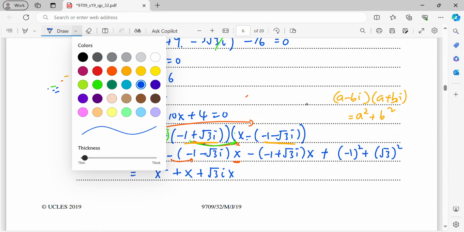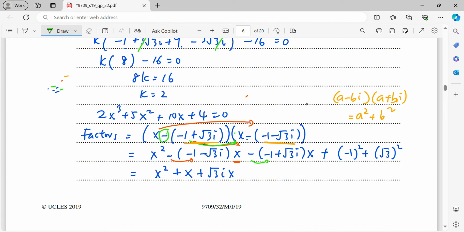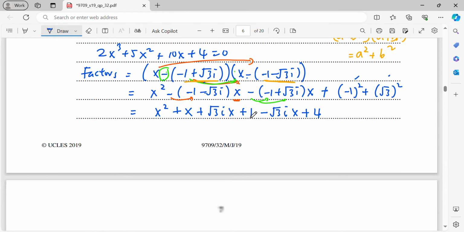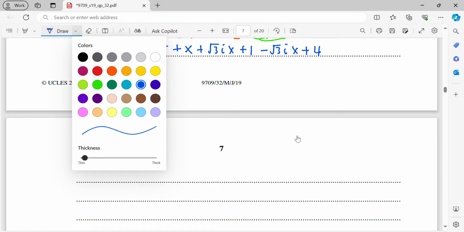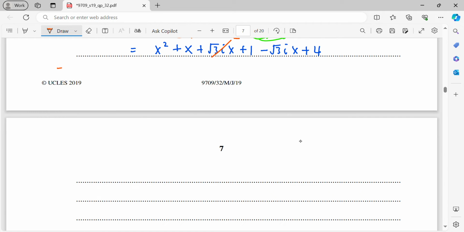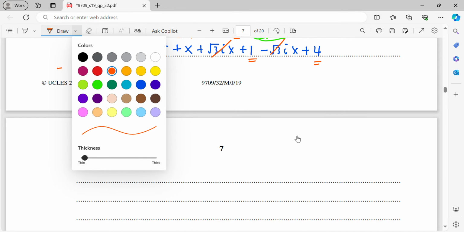And same goes to the next expansion. So minus minus 1 is plus 1. So minus and square root 3ix, it will be minus square root 3ix. So for the last two terms, 1 plus 3, that is 4. Then from here, I notice that the terms with the i can be cancelled off because of plus and minus. So I only have three terms, right?